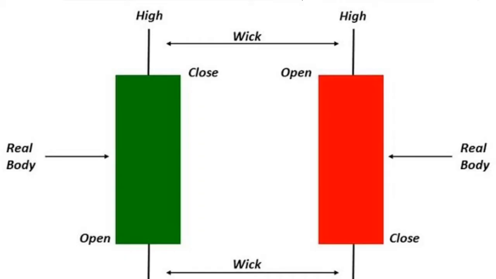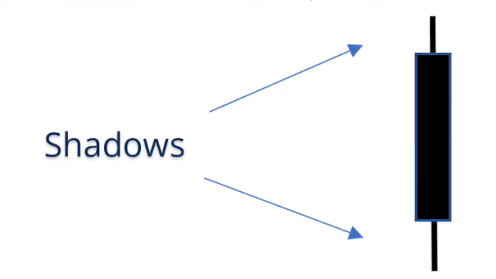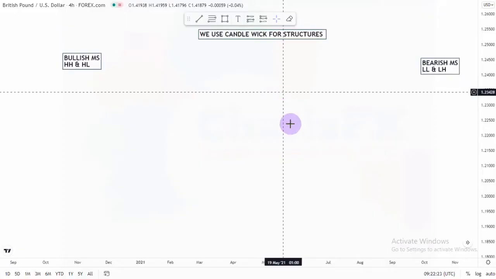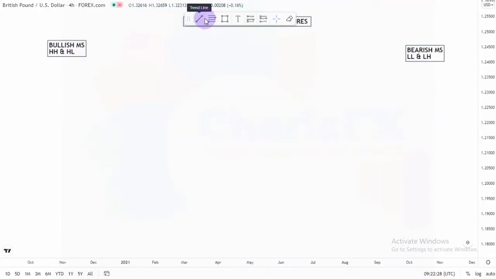Overall you need to understand that we use the candle wick to identify structures. Just the candle wick. A candlestick has a body and a wick, and it also has an open and close. But in dealing with market structure, we are only interested in using the candle wick for structures and nothing else. So let's start drawing these structures.